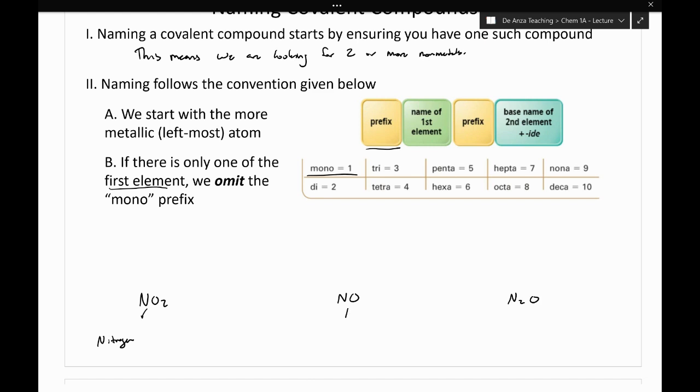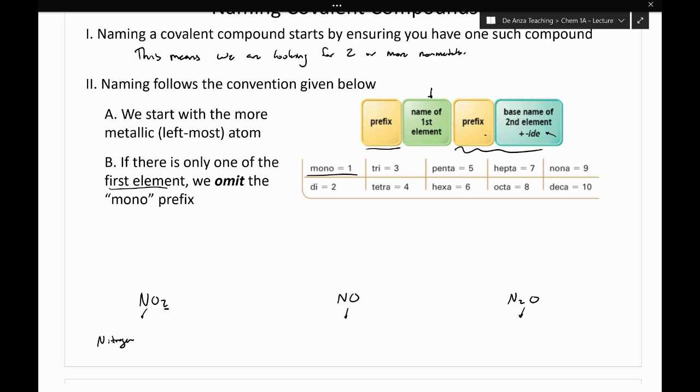So I'm showing three different compounds composed of only nitrogen and oxygen. We'll name the first one, and then we'll step through the other two. Now that we have that first nitrogen, we have the name of our first element, we've completed this green box. Now we have the second part. So we have to do the prefix, which describes the number of our second element, and then we put IDE. Our second element here is oxygen.